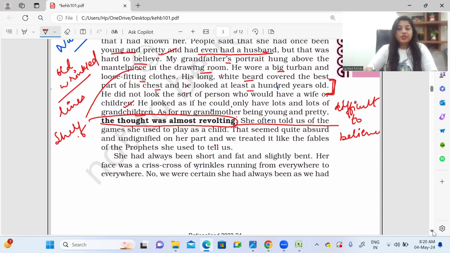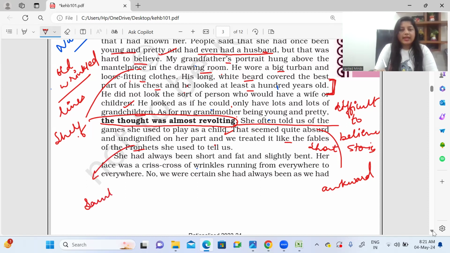She often told us of the games she used to play as a child. So she also used to discuss the kind of games that she used to play. She here is the grandmother. That seemed quite absurd. Absurd means awkward. So the games were very awkward and undignified on her part, and we treated it like the fables of the prophet she used to tell us. So fable here means short story, and prophet means you can call them directly as saint. So now what they say is that she used to tell us many different things. She used to tell the games that she used to play when she was a child, and the games were completely awkward. And then she used to tell them the short stories that she had in her mind, or somebody must have told her.